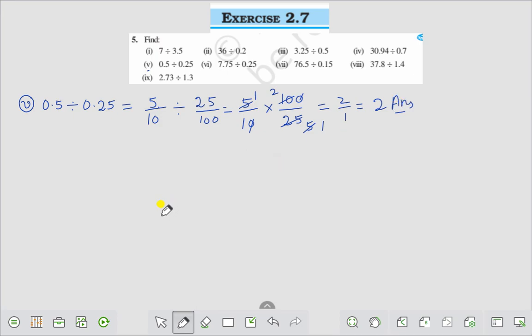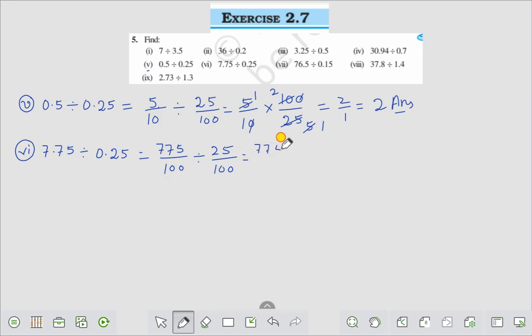Now question number 6. Question number 6 is, here you see, 7.75 divided by 0.25. First convert the decimal into fraction, that is 775 by 100 divided by 25 by 100.